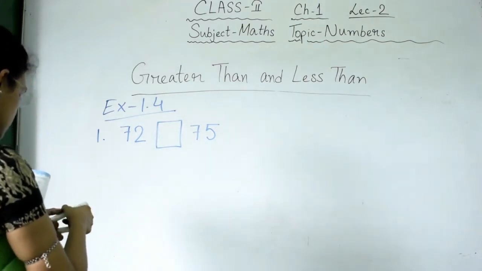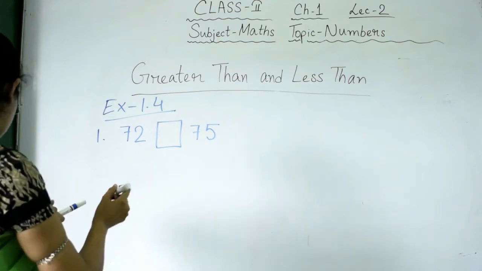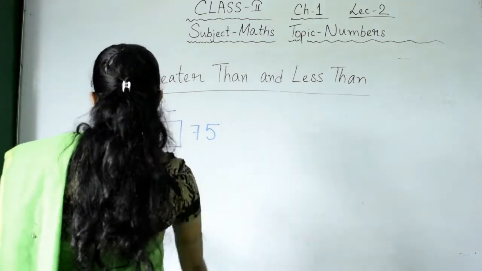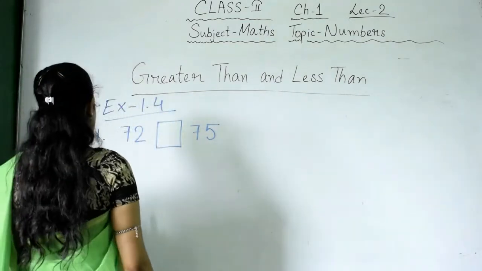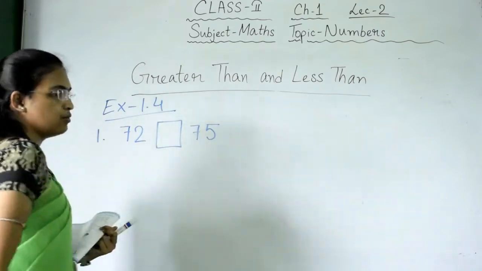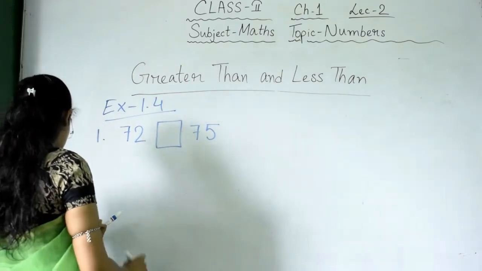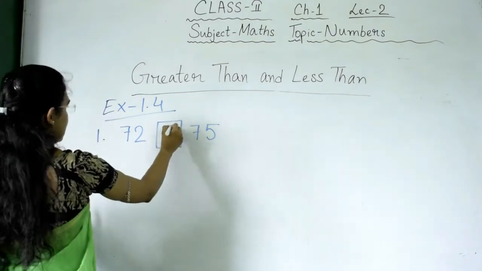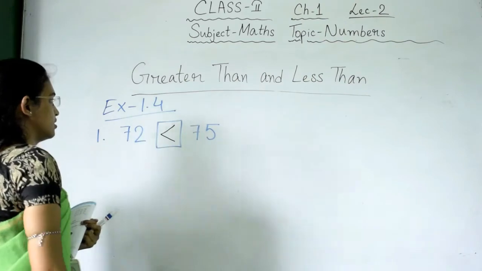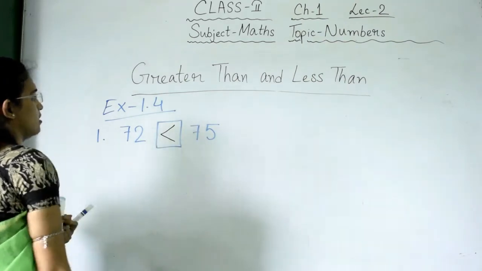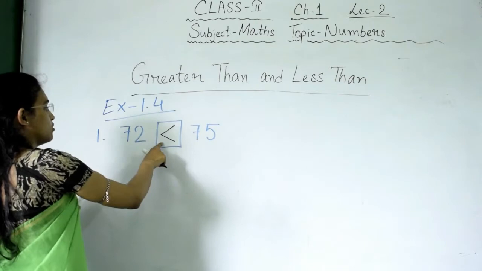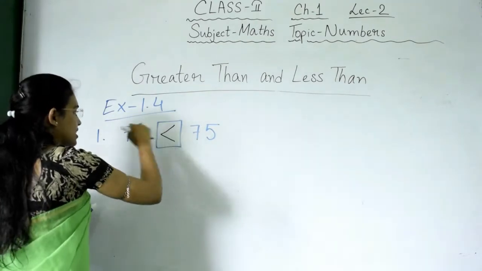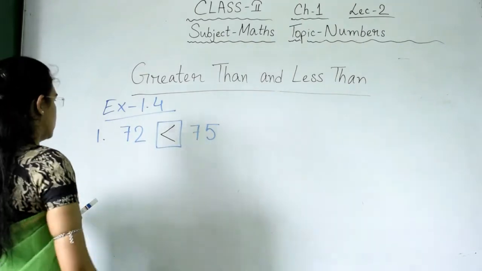So in which side will the crocodile's mouth be open? In the right side, right? So when the crocodile's mouth is open on the right side, which sign do we have to put? Greater than or less than? We have to put the less than sign, like this. This is less than. That means when the mouth is open towards the right hand side, that is called the less than sign.